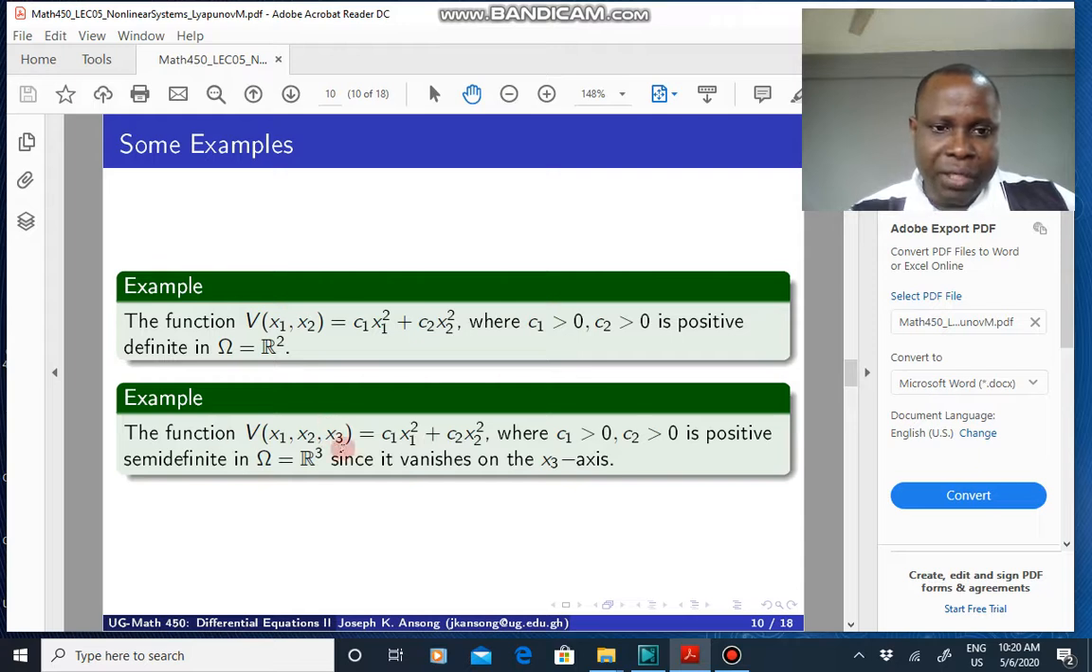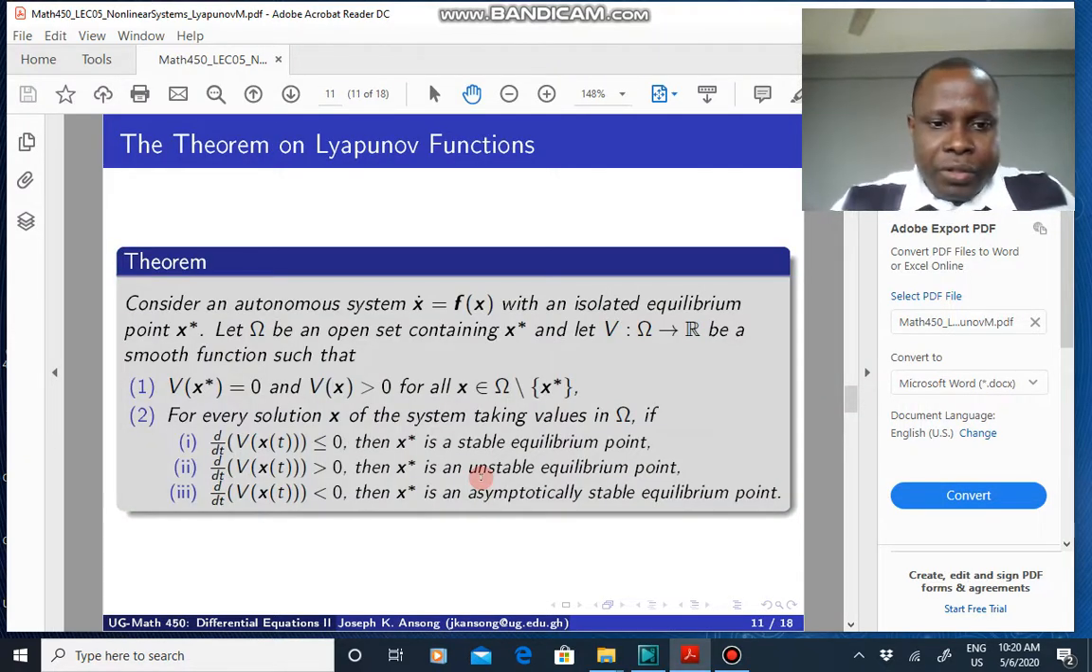So V is either positive or 0. It's positive away from the x3 axis, and is 0 on the x3 axis. So this is positive semi-definite. Okay? So this is a useful example to keep in mind on positive semi-definite functions. Or on the other hand, negative semi-definite. Okay, good. So here is the main theorem for our Lyapunov function.